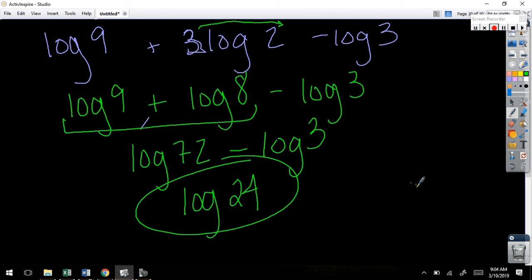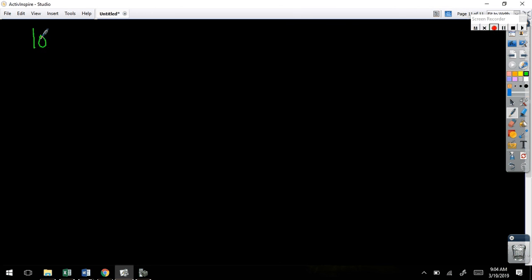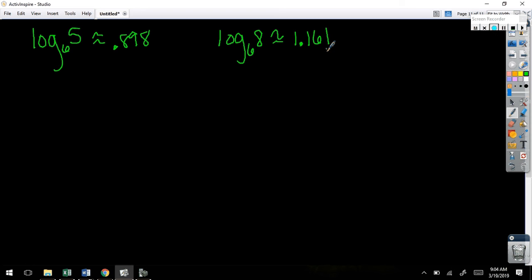This is to me the easiest, and I do not understand why, but students struggle with it. There are 2 like this on your test. It's on your homework. It's not a really hard concept, but I'm not sure why. It's just more practice with expanding and condensing. Let's say I tell you that the log base 6 of 5 is approximately 0.898. And I know that you can use your calculator to do these, but that's not the point. The point is that we can do them by hand this way. The log base 6 of 8 is approximately 1.161.